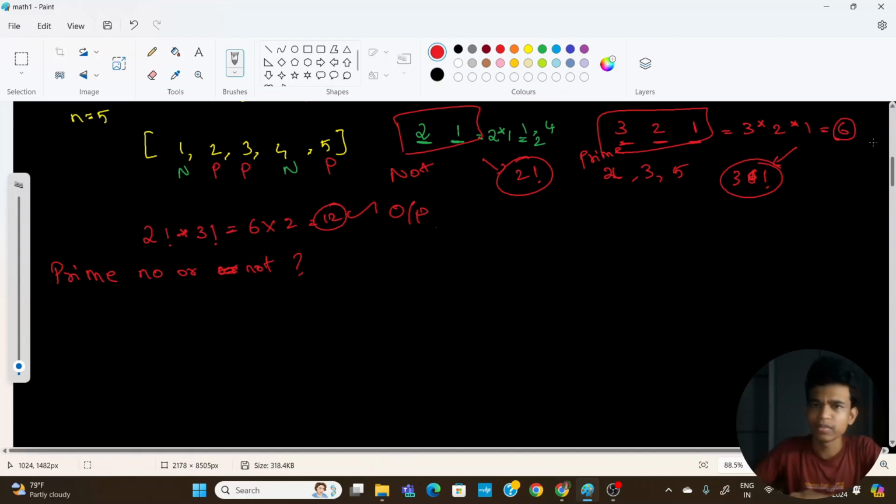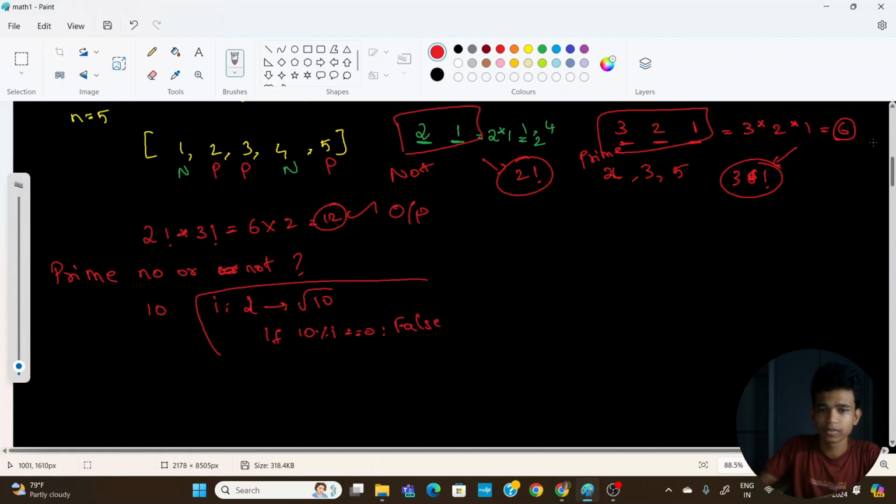Okay, how do we find whether a number is prime or not? It is so simple, right? See here, if the number is 10, then I will take i from 2 to the square root of 10, and if 10 mod i is equal to 0, then I will return false. That's it. So this is the method to find a prime number.